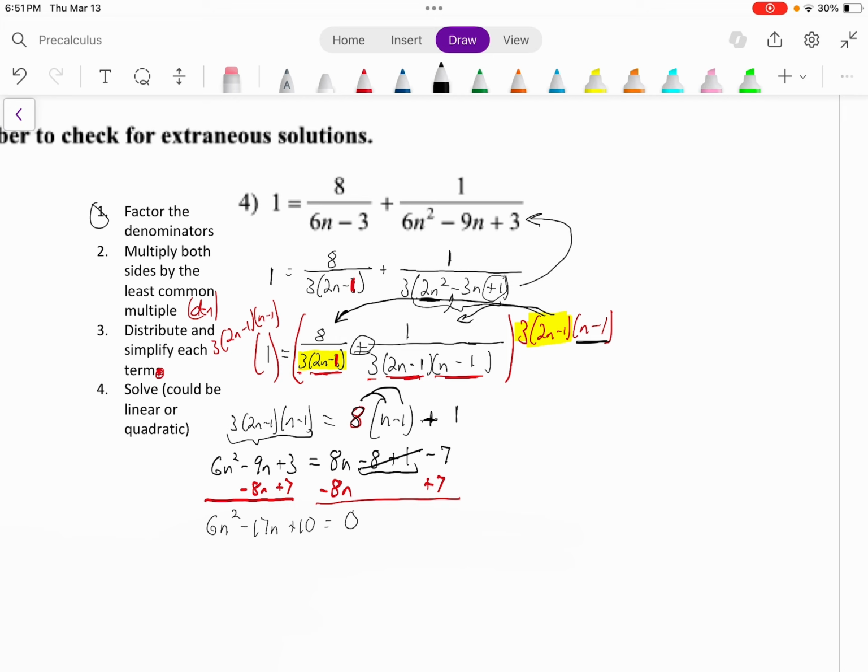If factoring doesn't work, we can try the quadratic formula. So the factoring might take a little guess and check. Let's see what we can do here. To get a 6n squared, that actually could be 6n and 1n, or 3n and 2n, so we might have to do a lot of guessing and checking. Let's try 3n and 2n. We have a positive 10, which is 1 and 10, or 2 and 5 gets us that.